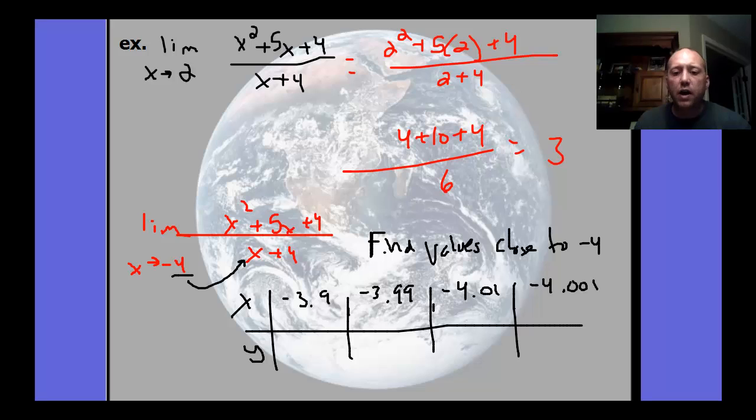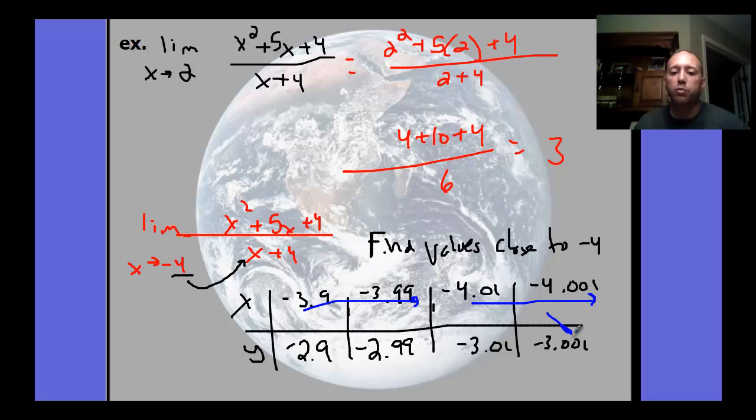So we plug in our values here, we get negative 2.9, negative 2.99, negative 3.01, negative 3.001 as the values we get. And so you can see that as these x values are closer and closer to negative 4, we are approaching what number? We're approaching 3. And so 3 would actually be the limit of this.